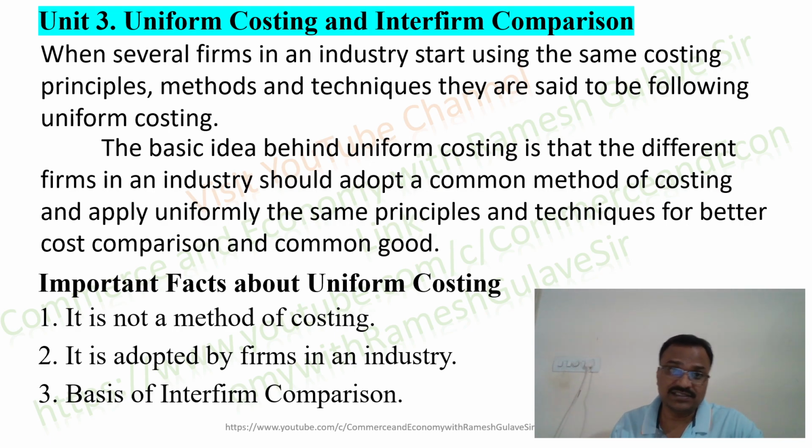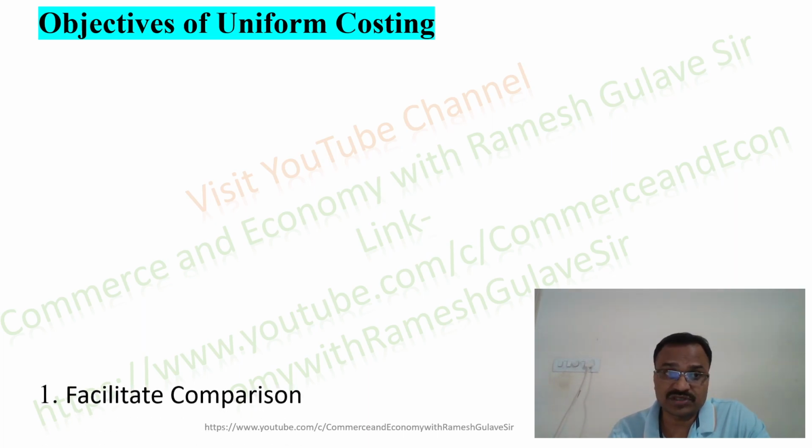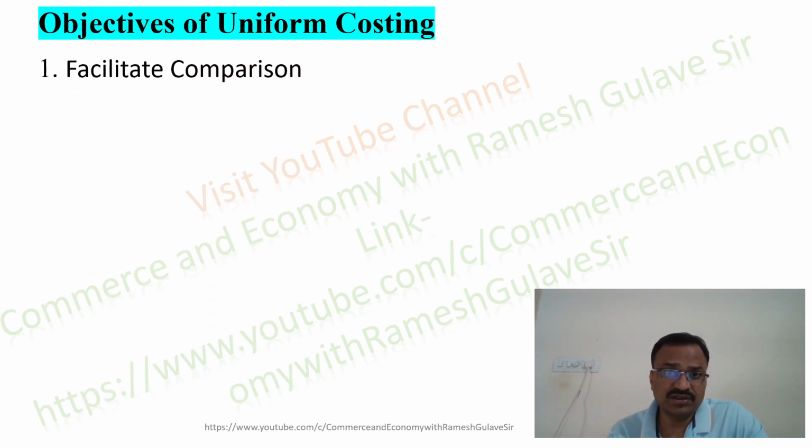Now I hope that this concept is clear for everyone. Further, I would like to discuss the objectives of uniform costing, that is, why firms in an industry adopt this uniform costing system. So the first objective of uniform costing is to facilitate comparison. If the uniform costing practice is followed by several firms, then we can compare the performance of those firms, right? So the first objective of uniform costing is to facilitate comparison.